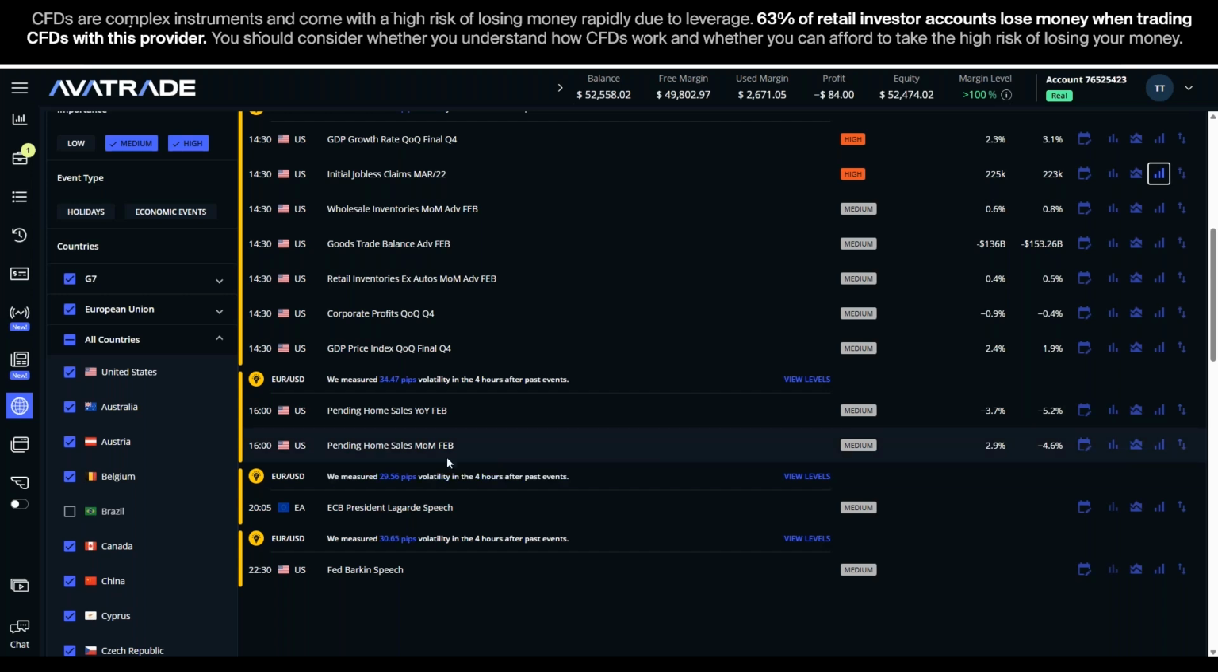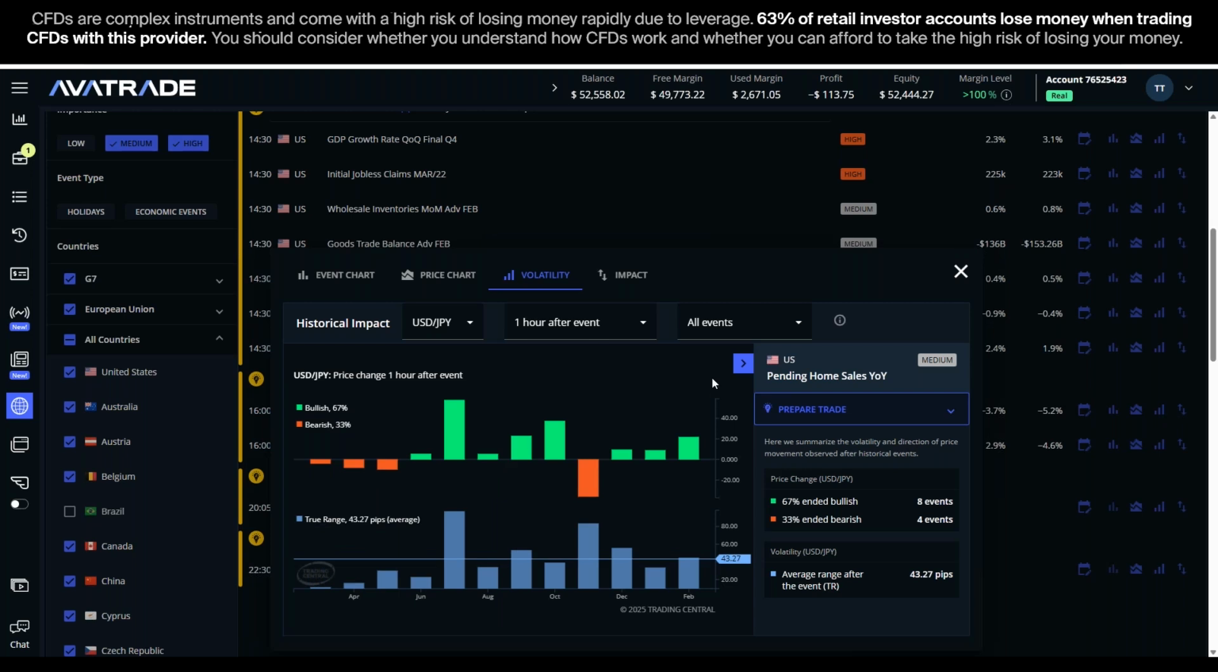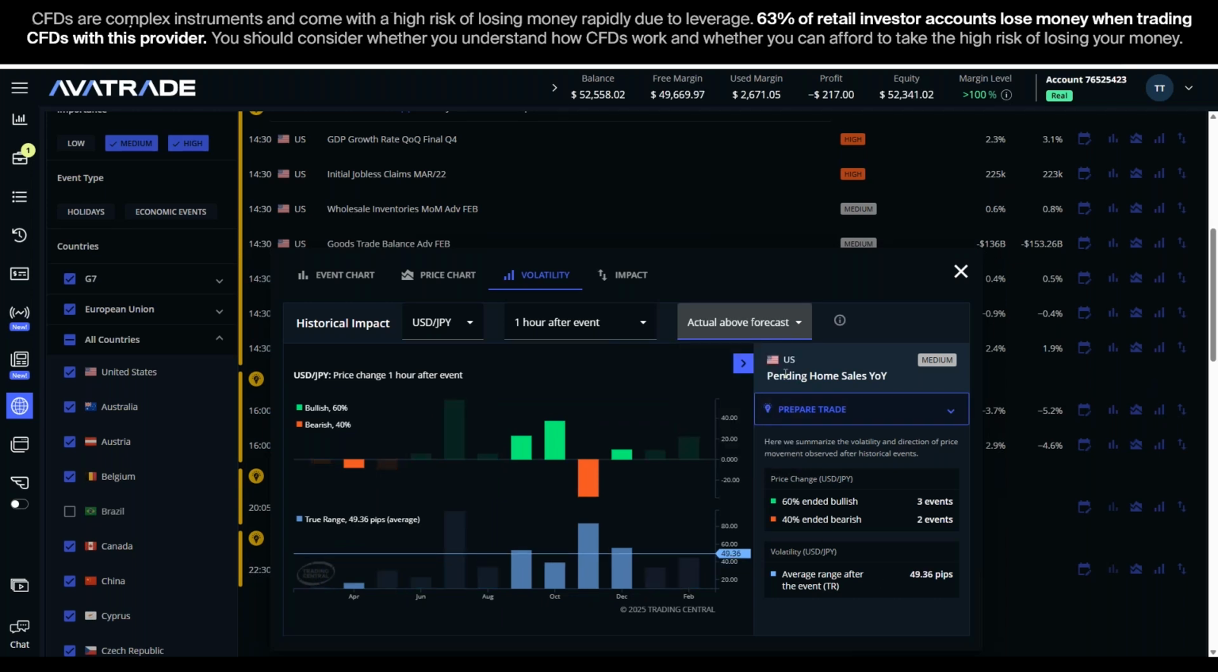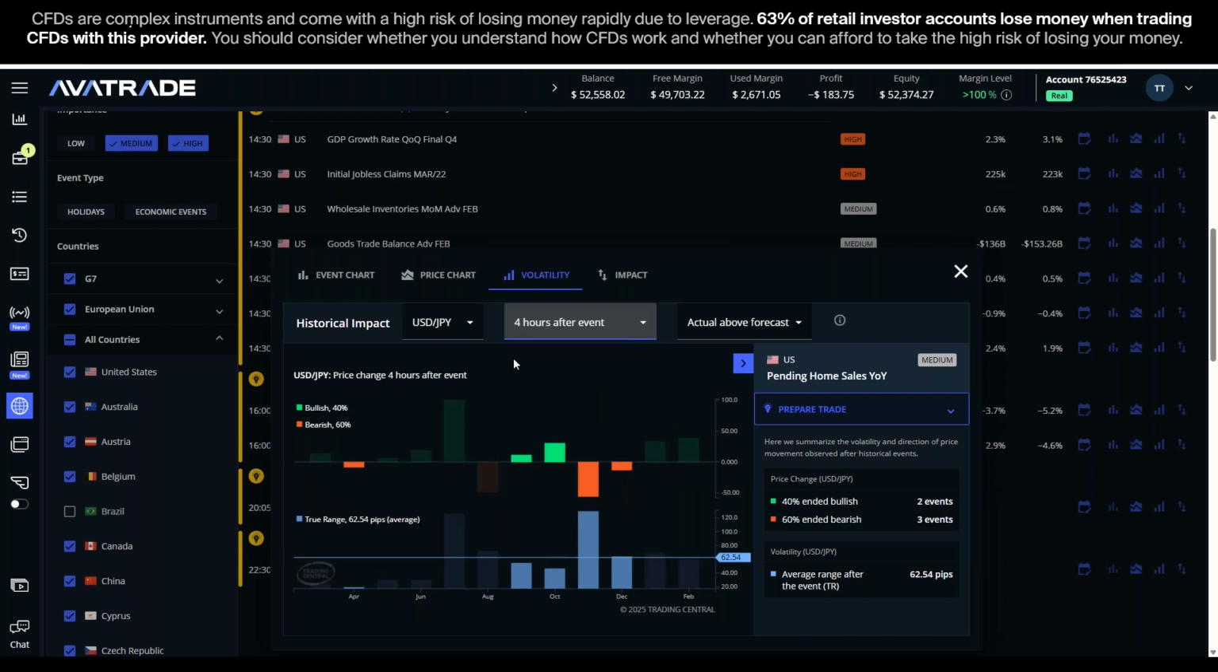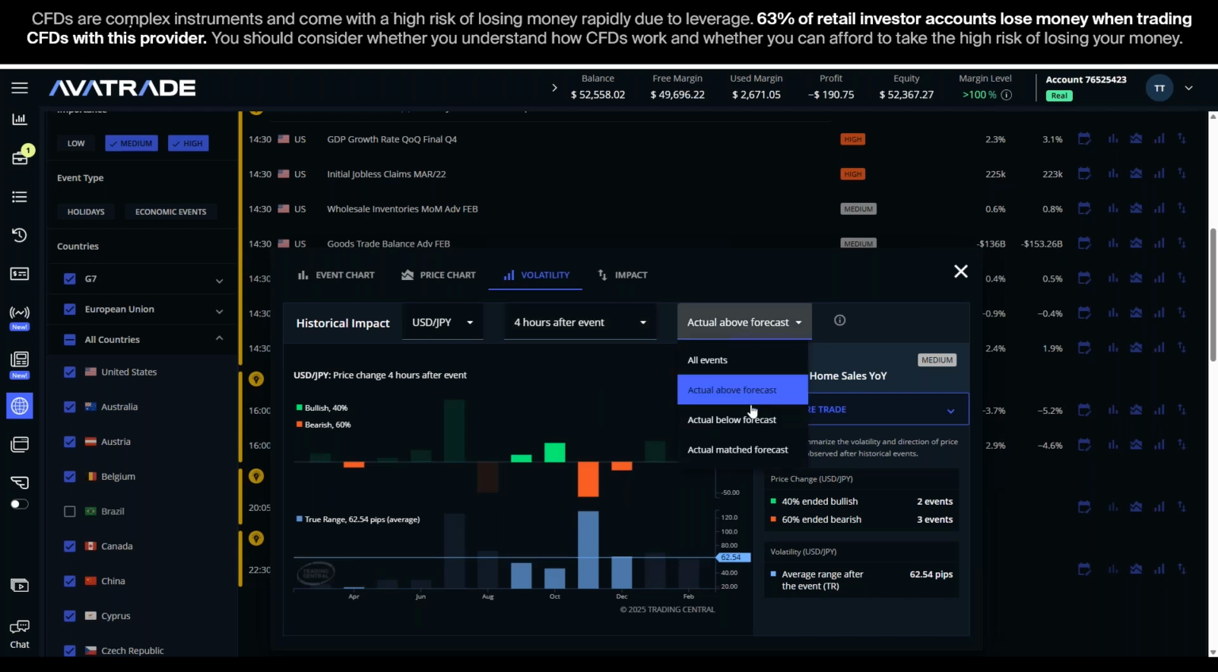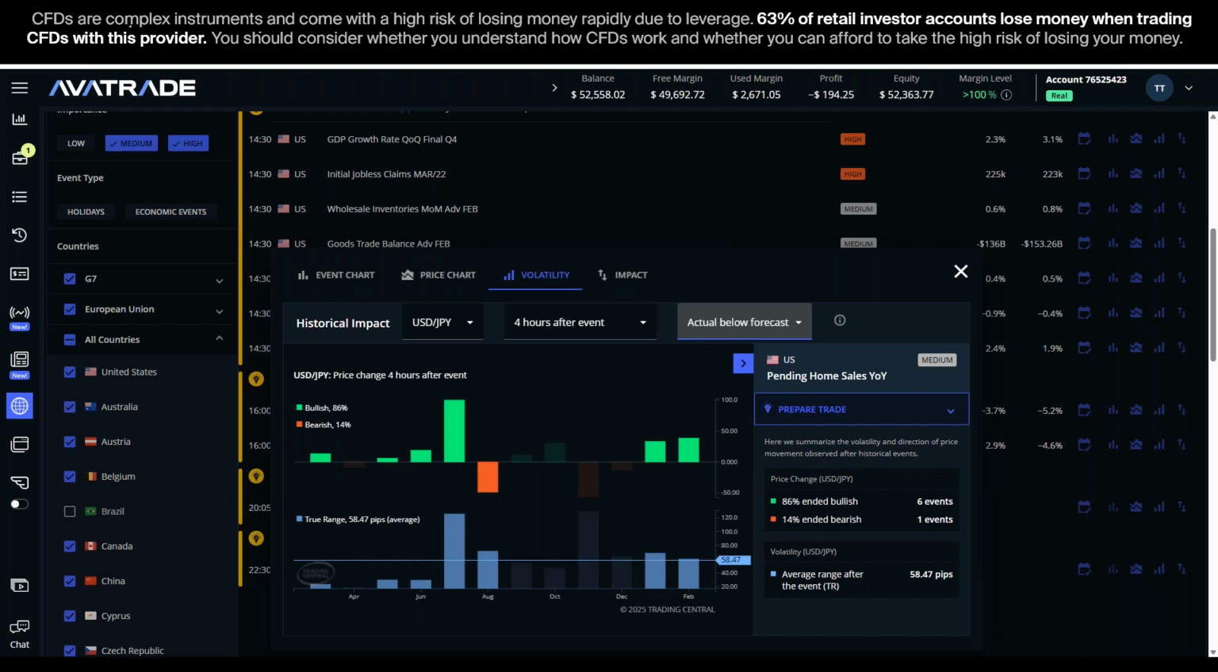Okay, pending home sales, year over year, month over month. These tend to cause movement in the USD JPY. Let's see if it comes in above forecast, 60.40. That doesn't convince me. Let's go 4 hours after. 60.40. That's too close to 50.50 to me. What about below forecast? 86%.